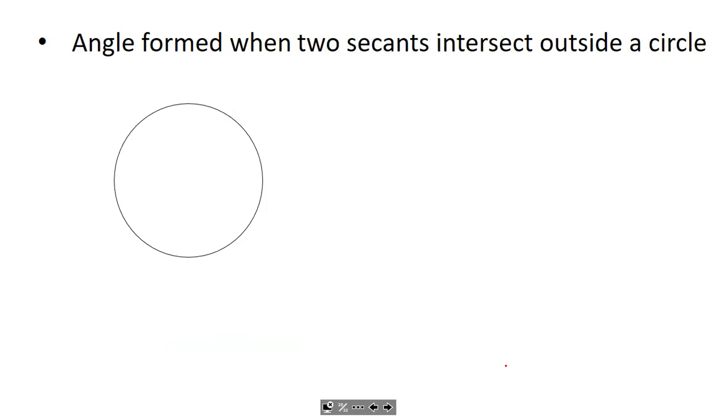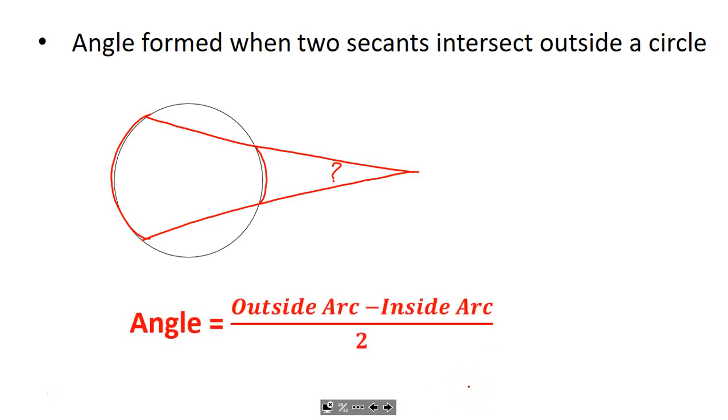Then we have an angle formed when 2 secants intersect outside a circle. So we've got a secant there, and we got a secant here, and we're looking for this angle. Recall with this one, we're doing outside arc minus inside arc divided by 2 equals the angle.